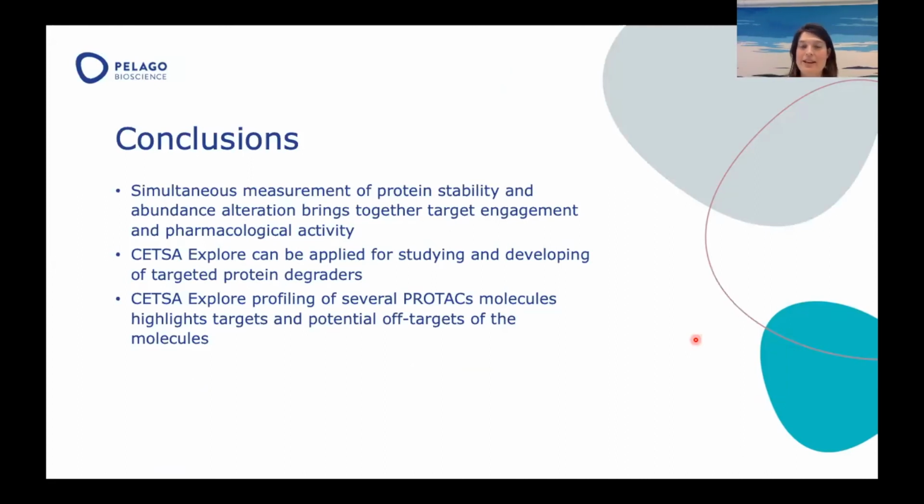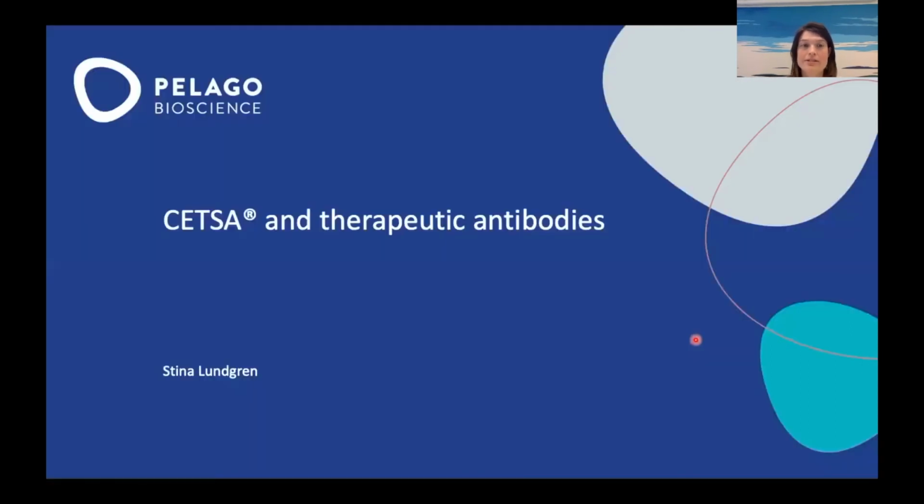Thank you, Alexei. And I'm going to switch gears a little bit from small molecules and the focus on Alexei's talk on degraders, into applying CETSA on therapeutic antibodies. So I'm presenting this on behalf of my colleague Verle Paternoster, who unfortunately wasn't able to present today.